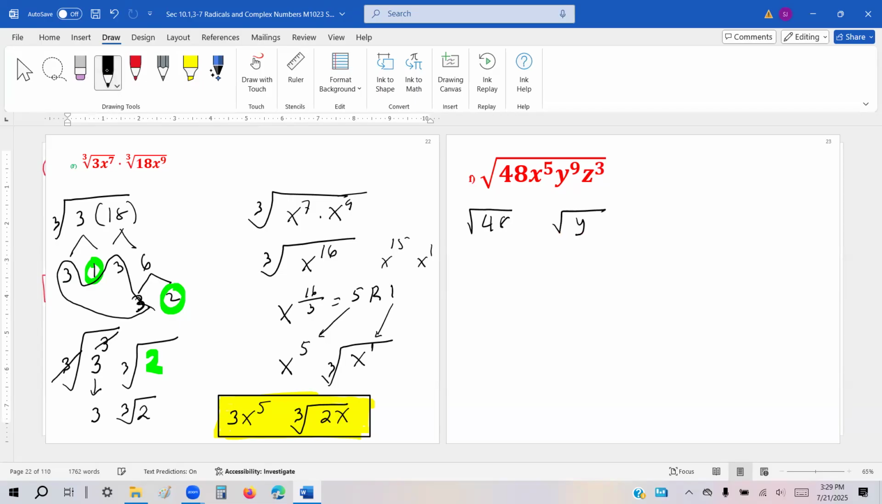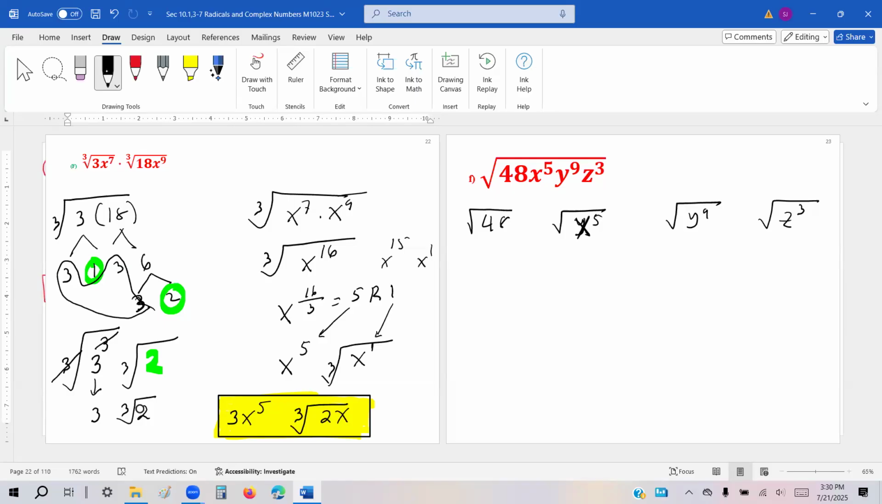Square root of x to the 5, square root of y to the 9, square root of z cubed. Now, since it's square root, you're looking for the same number twice, or a perfect square number. So your life will be easy if you can see that 48 is 16 times 3. So square root of 16 and square root of 3. Your life will be easy.